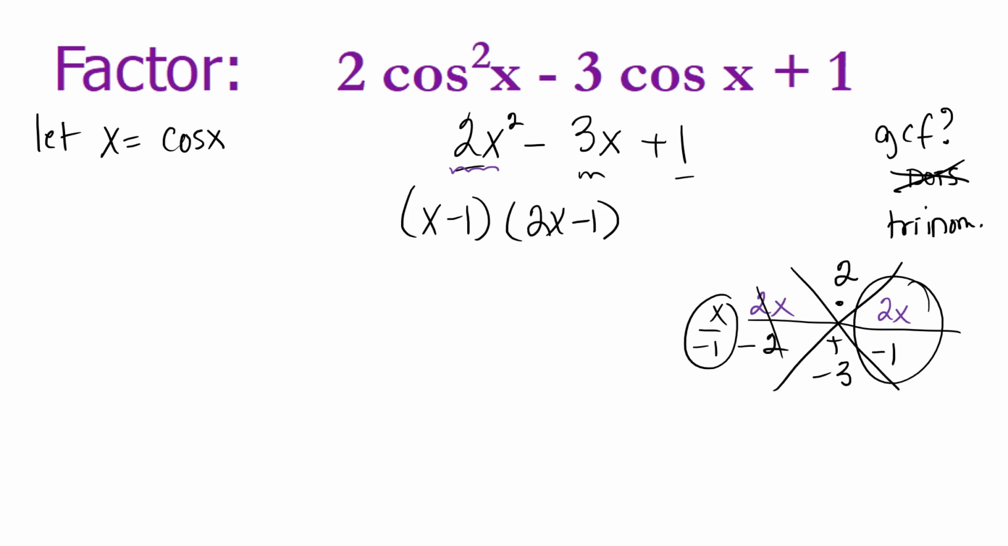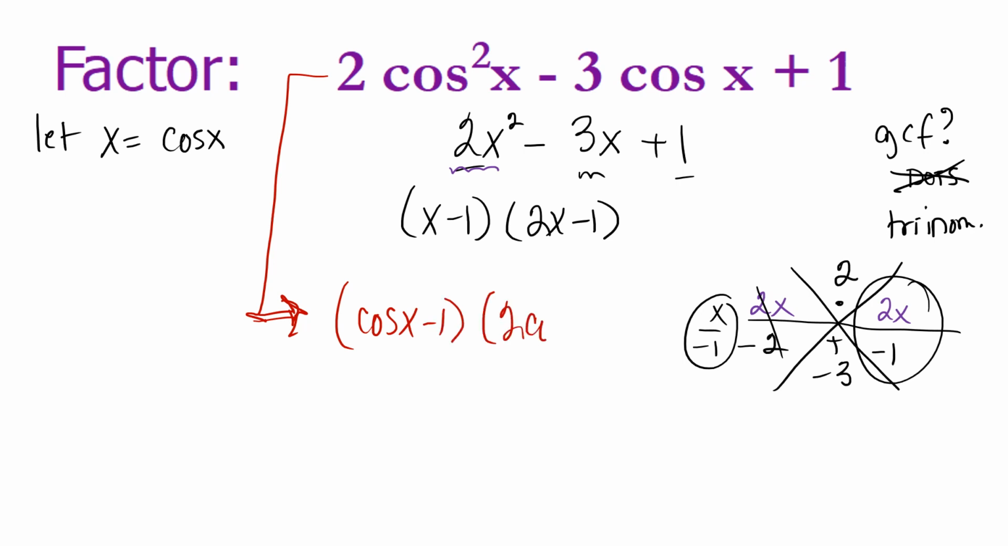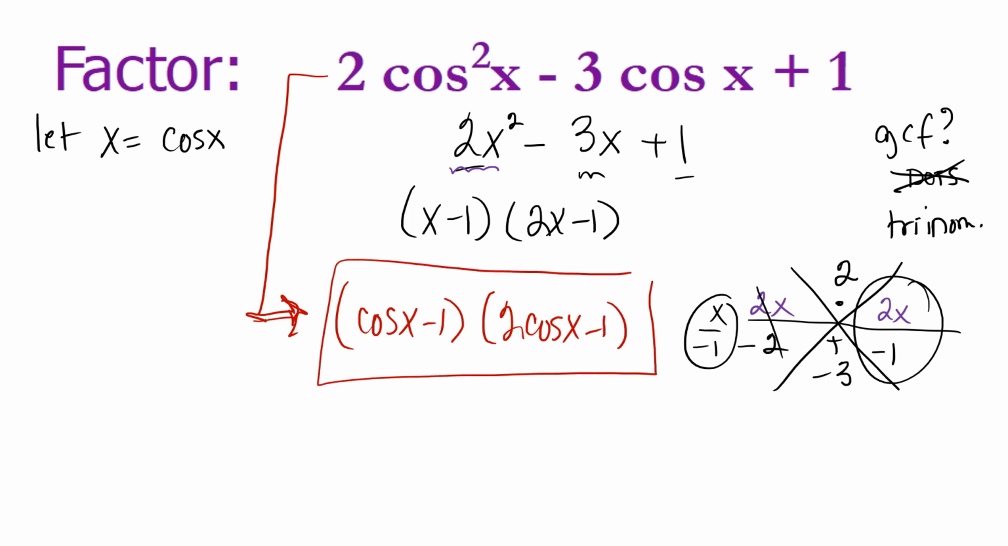Now that answer is fine, but it is not in terms of cosine. So we're going to rewrite what we just factored in terms of cosine. X minus 1 becomes cosine of x minus 1, and 2x minus 1 becomes 2 cosine of x minus 1. There you go. That's it, gang. That's all you've got to do.